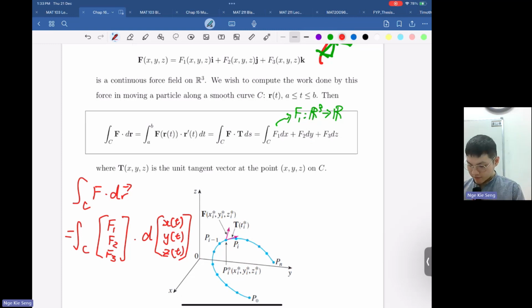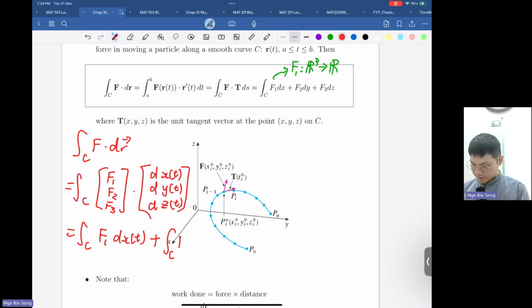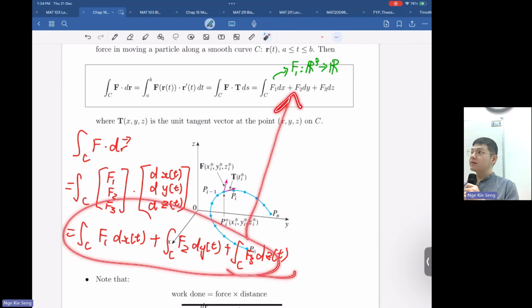So what is the derivative of these things? I should get something like this: F1 dx(t) plus F2 dy(t) plus F3 dz(t). Then this is what we get here.